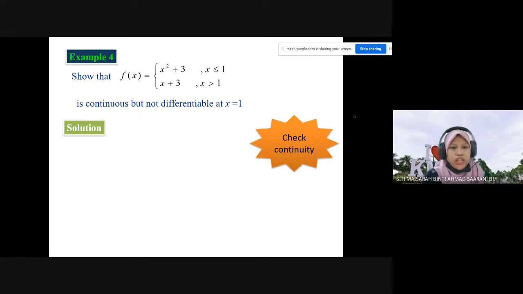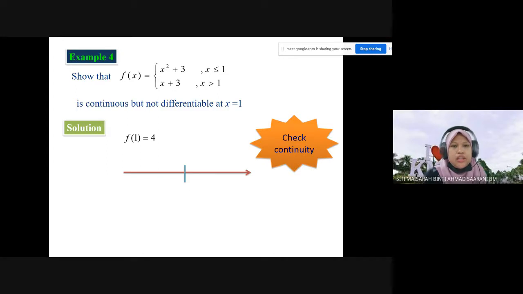So, check continuity. We want to check continuity. So, F1, pilih yang ada equal. Kat sini function yang atas lah. X square plus 3. Ganti dengan 1. 1 square plus 3, we get 4. So, F1 equals to 4. So, first condition is satisfied. Then, second condition, we have to check whether the left hand limit is equal or not with right hand limit.